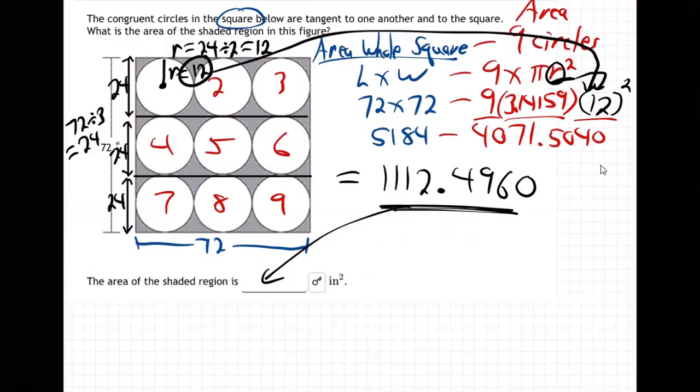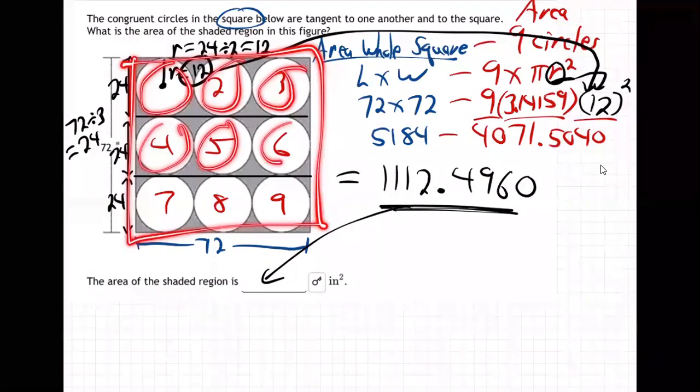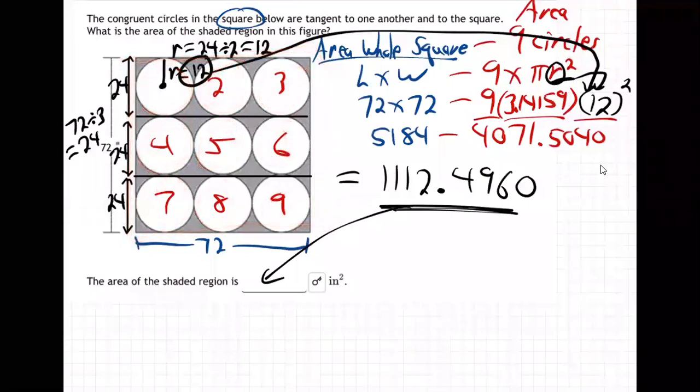How did we do it? We took the whole square, 72 by 72, and subtracted out the 9 circles, 9 times pi r squared. We found the radius by dividing the 72 by 3 to get 24, and then cutting that in half again to get 12. That's the radius. 9 circles, 9 times pi r squared, subtract, and we got the area of the shaded region.